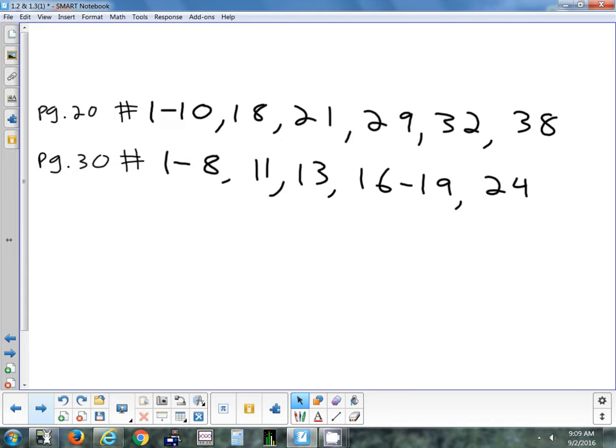All right, so at page 20, that was the first section. It's 1 through 10, 18, 20, 21. I'm sorry, 18, 21, 29, 32, and 38. And then on page 30, 1 through 8, 11 and 13, 16 through 19, and 24. We'll take a look at that first thing next class.